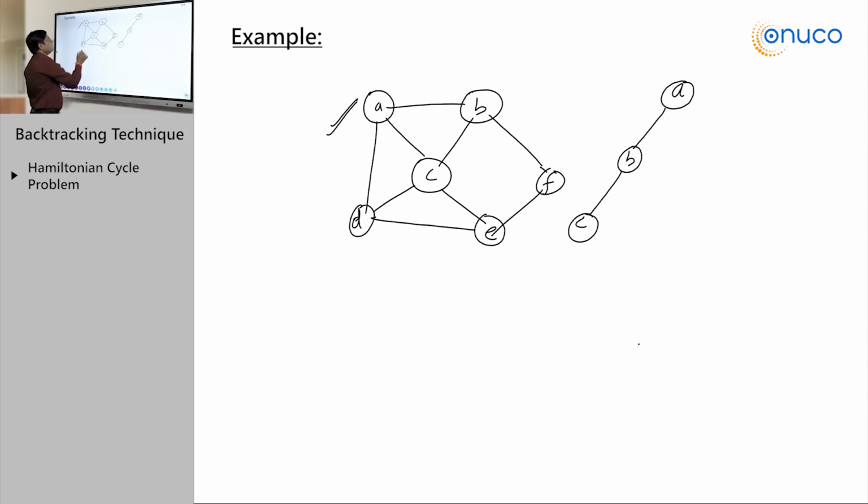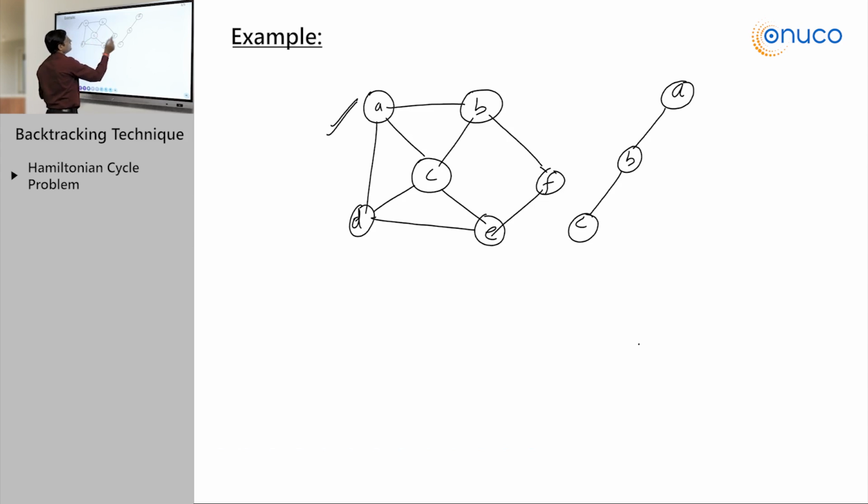From C, we have paths from A to B, B to C, C to A. We can go back, but what I said is that we have to visit all the vertices exactly once. Then only we will go back to the source vertex. Since A is the source vertex, we cannot write C to A. Hence, we have not visited D, E and F, three vertices. Hence, that is not feasible to go with A.